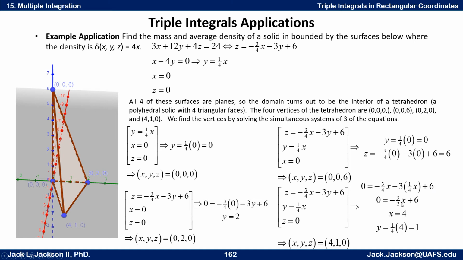So let's see, I want to add 3/2 x to both sides, then multiply both sides by 2/3. 6 divided by 3 is 2 times the other 2 is 4. So we get x is 4, and then I plug back in here to see that y is 1. So we got x is 4, y is 1, and z is 0. That's this point here, 4, 1, 0. Okay?